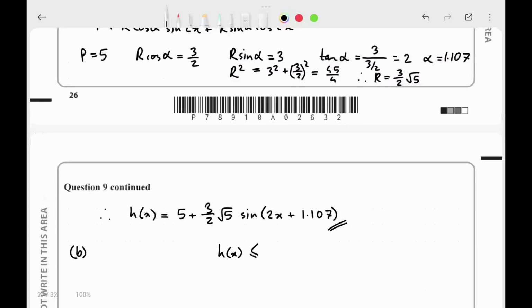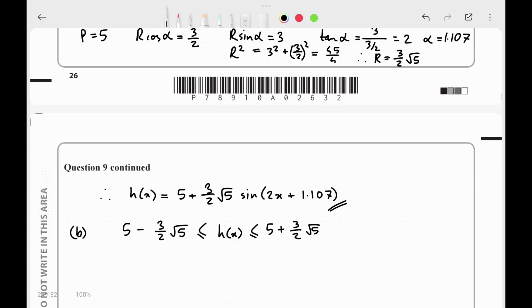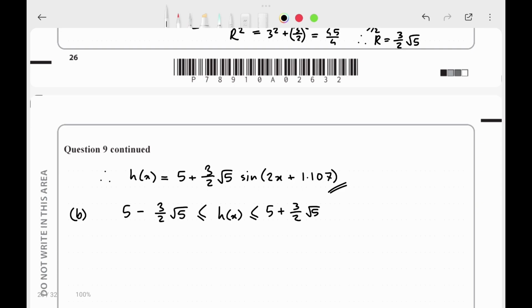So h of x is less than or equal to the maximum value, which is going to occur when sine of 2x plus 1.107 is equal to 1. So it's 5 plus 3 by 2 root 5. And it's going to be greater than or equal to the minimum value, which is going to occur when the value of sine theta is minus 1. So 5 minus 3 by 2 root 5. So that's our range.